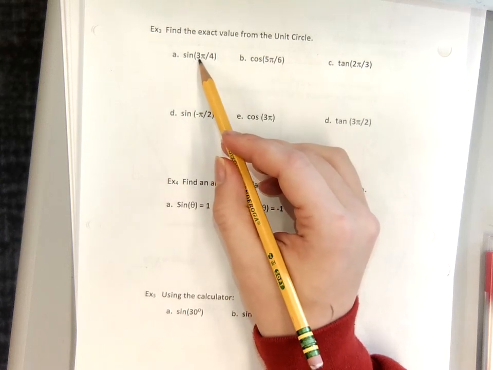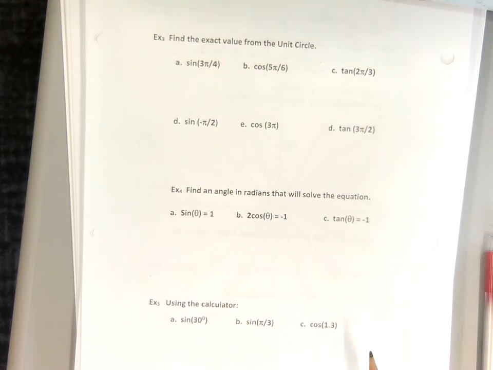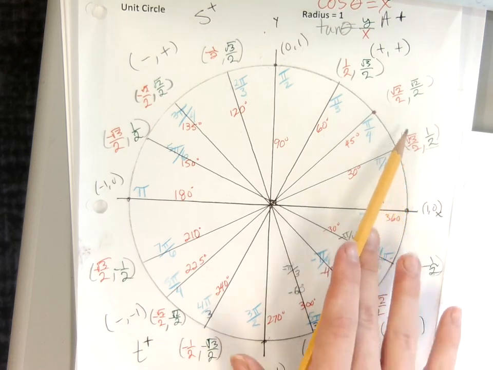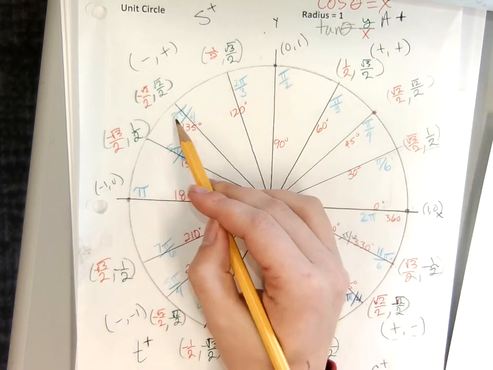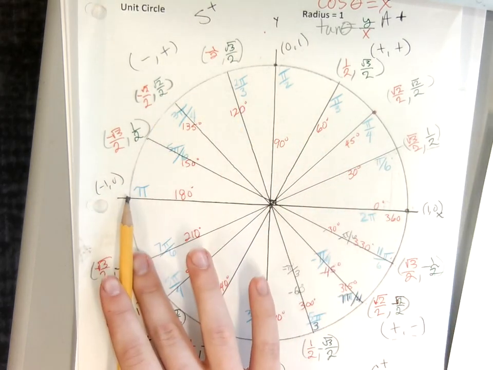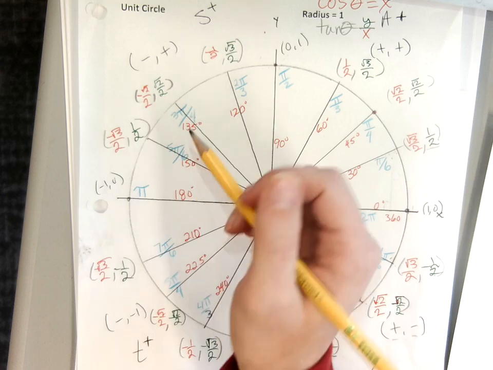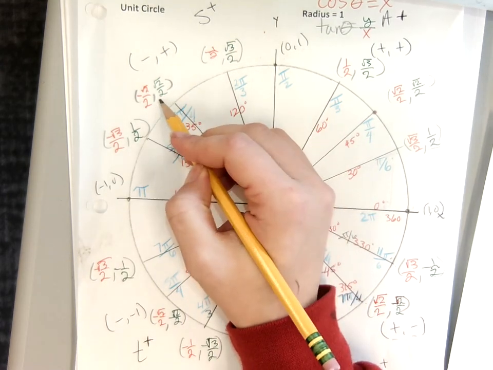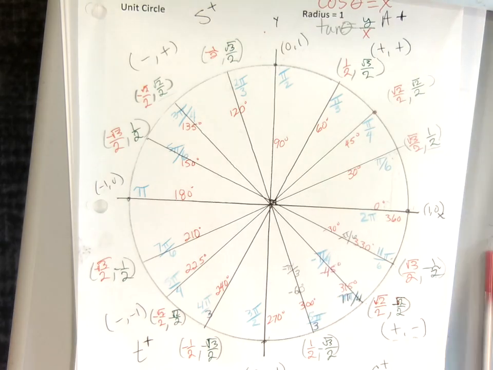Sine of 3 pi fourths. So if we're going to go around, we're going to keep going until we find 3 pi fourths. It's 3/4 of 1/2 of the circle. And the y value at 3 pi fourths is root 2 over 2.